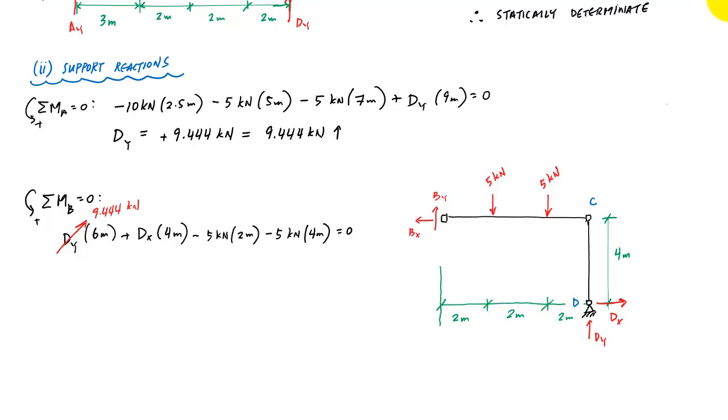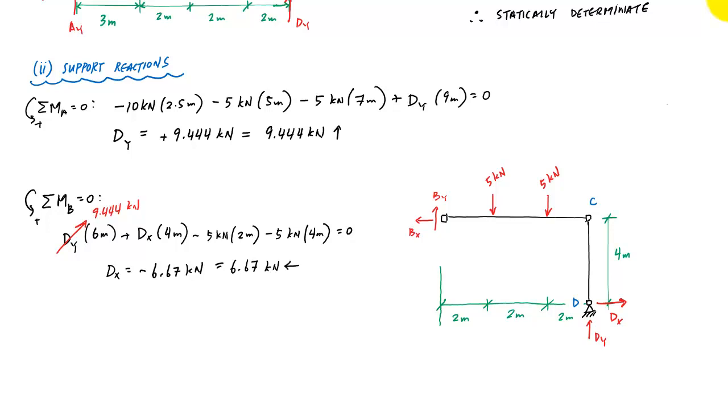And when I solve for dx, I will get a negative 6.67 kilonewtons, which means that the negative sign indicates it's opposite of the way that I drew it. So this should actually be 6.67 kilonewtons pointing to the left.